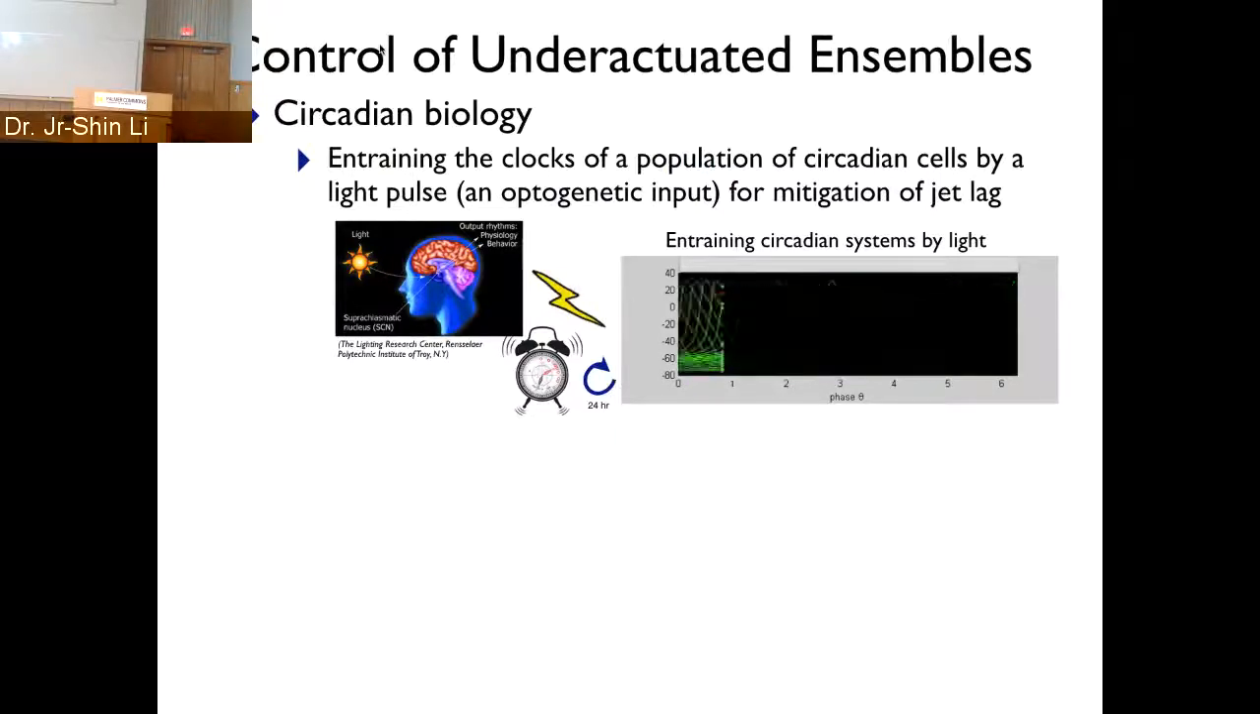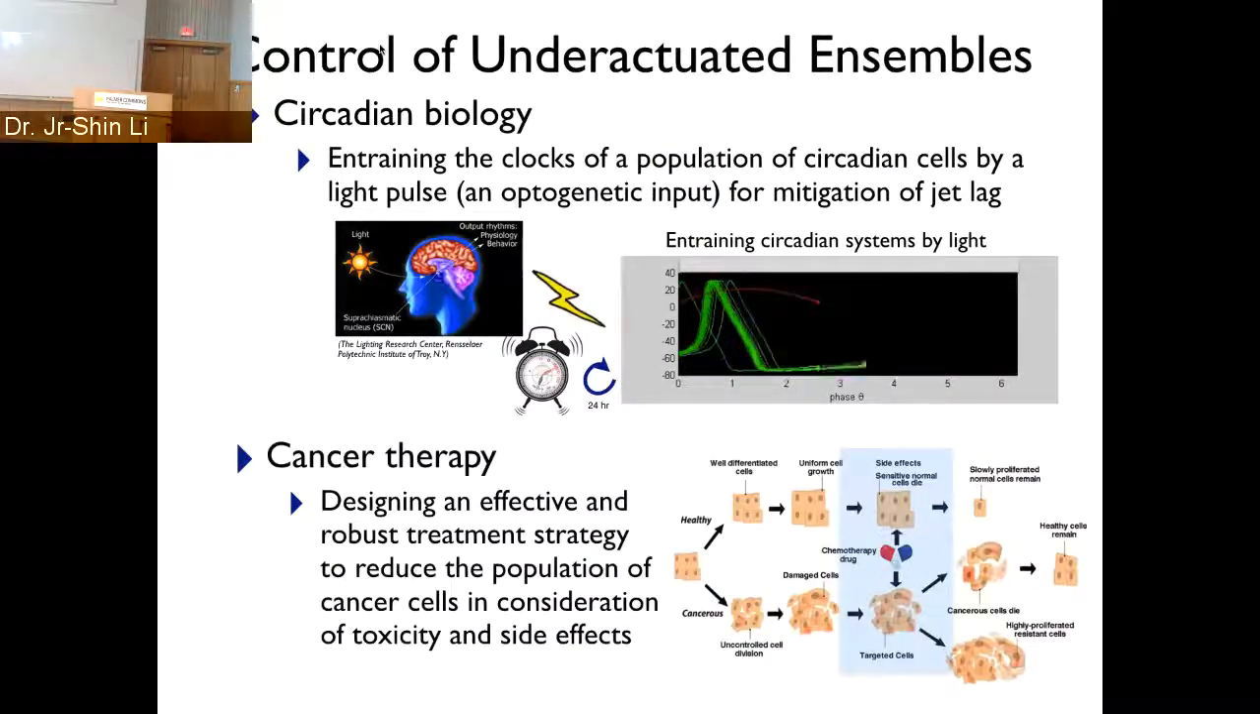Another is entraining a population of circadian cells. We have a population of cells with slightly different clocks, and how can we design input so that we can entrain all of the clocks into a uniform clock? Also in cancer therapy, the cancer cells might have different responses to a common treatment, so how can we design a treatment strategy so that the response to the treatment would be uniform?